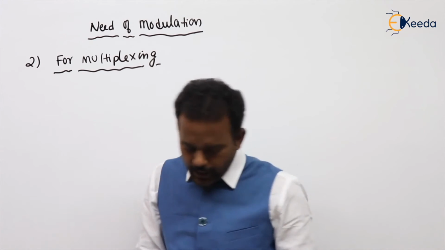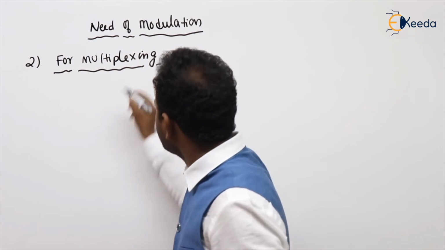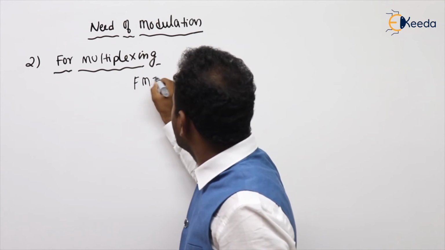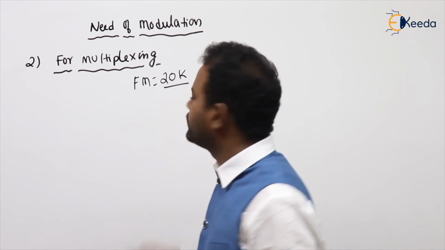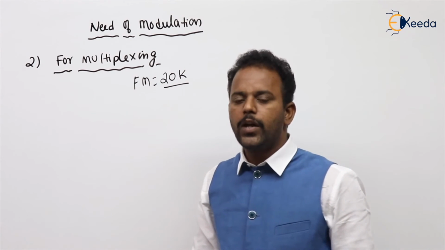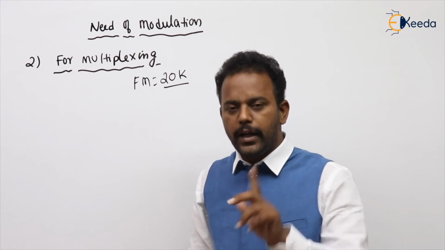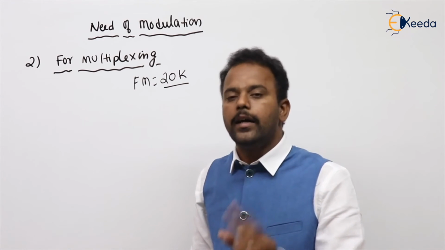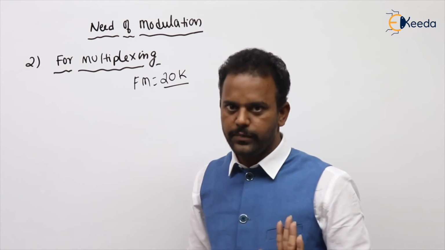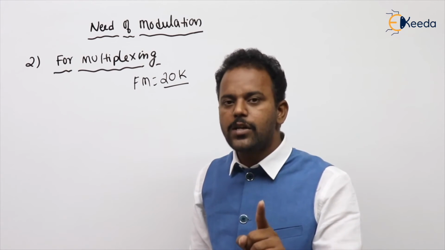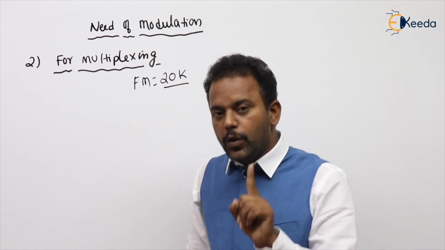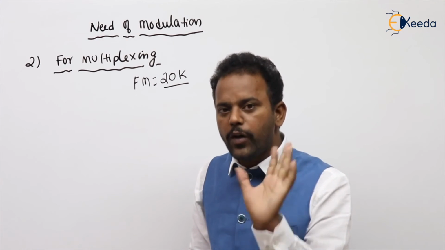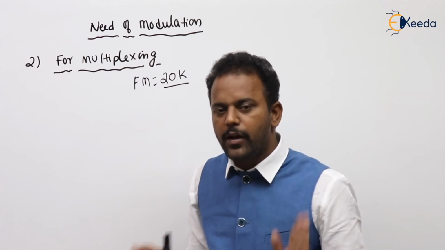If you see practically in FM radio, the guard band is 20 kHz. It is inbuilt in each and every station itself, because each FM station is of 200 kHz bandwidth. Out of 200, 20 is left as space only for the guard band.